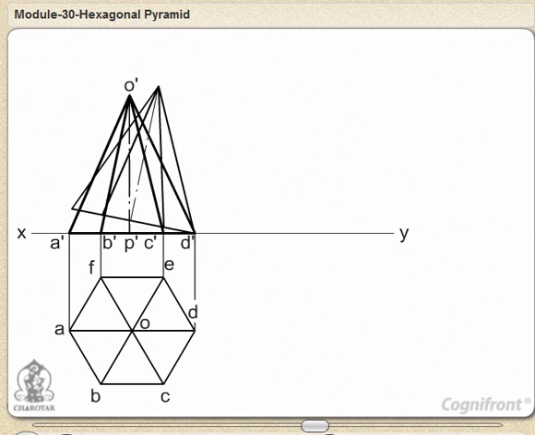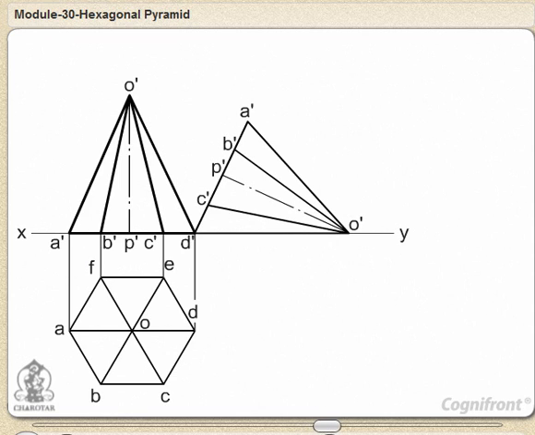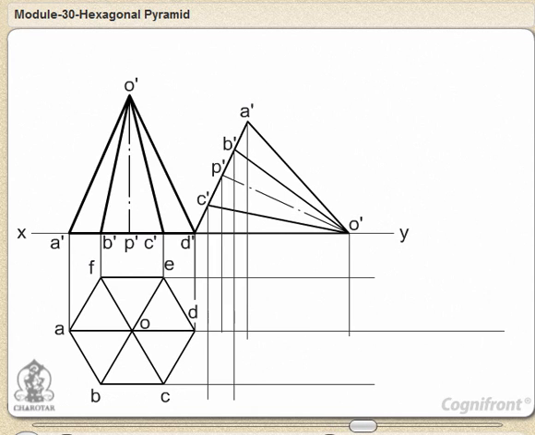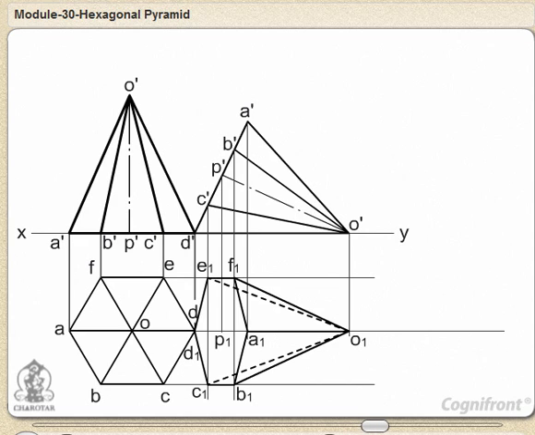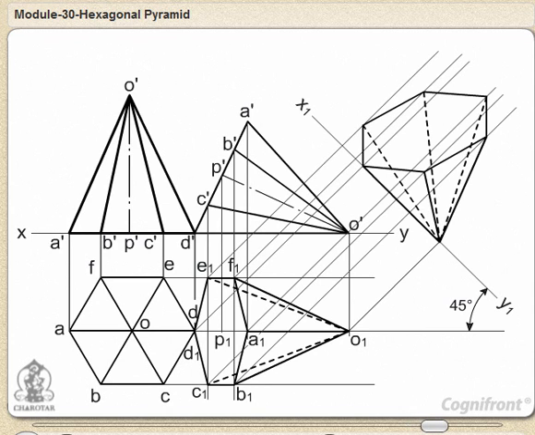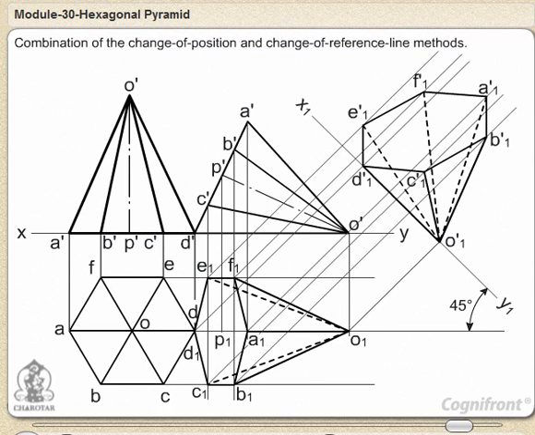Tilt this front view so that A'(O') or D'(O') is in XY. Project the second top view. Draw a new reference line X1Y1 making 45 degrees angle with O1D1, the top view of the axis, and project the final front view. The problem is thus solved by a combination of the change of position and change of reference line methods.